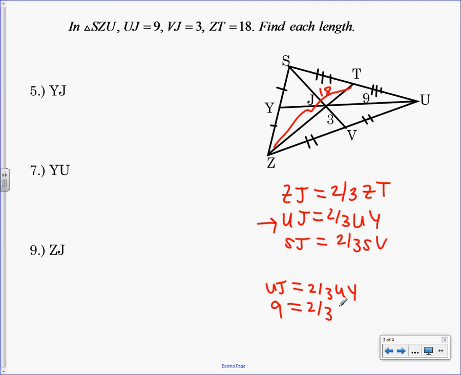2/3 is obviously 2/3. What's UY? What's the whole thing? I don't know. UY, I don't know. Do you see what I'm saying? So do you guys want to keep it UY or do you want to call it just like X? Okay, X. So how do I get X alone?